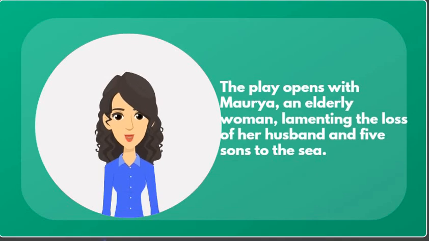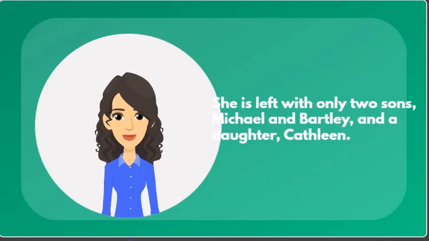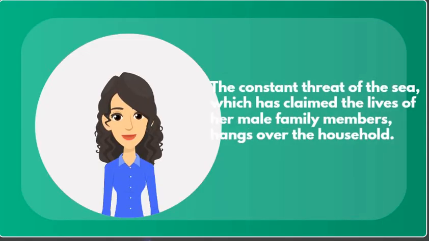The play opens with Moria, an elderly woman, lamenting the loss of her husband and 5 sons to the sea. She is left with only 2 sons, Michael and Bartley, and a daughter, Kathleen. The constant threat of the sea, which has claimed the lives of her male family members, hangs over the household.